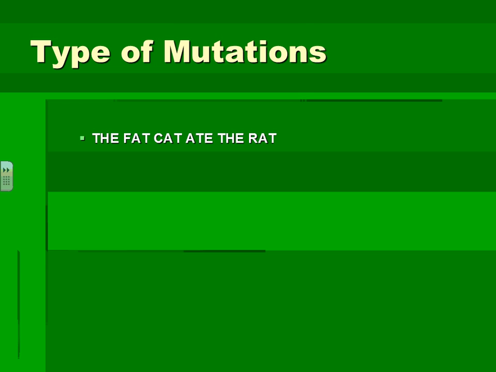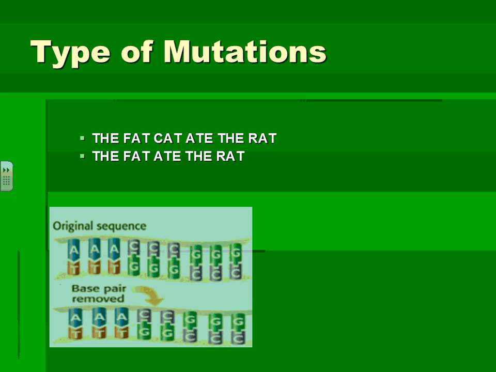There are 3 types of mutations. For example, if we read this sentence, it says the fat cat ate the rat. This is the original sentence. When it's copied, it may come out the fat ate the rat. What happened? Cat was removed. So in your DNA, it could happen when you have the original sequence of base pairs and a base pair is removed.